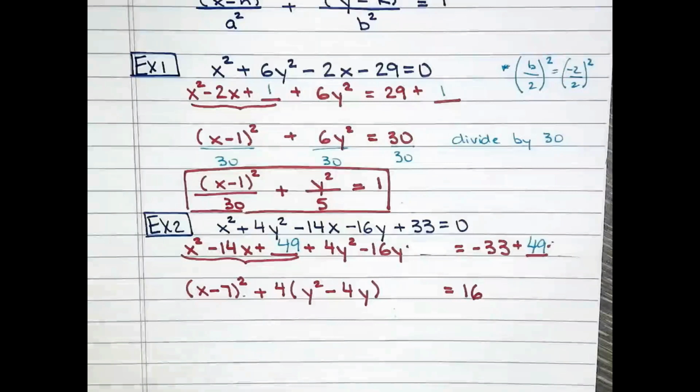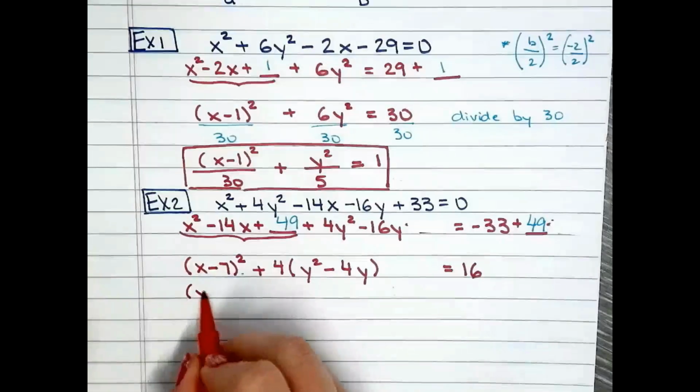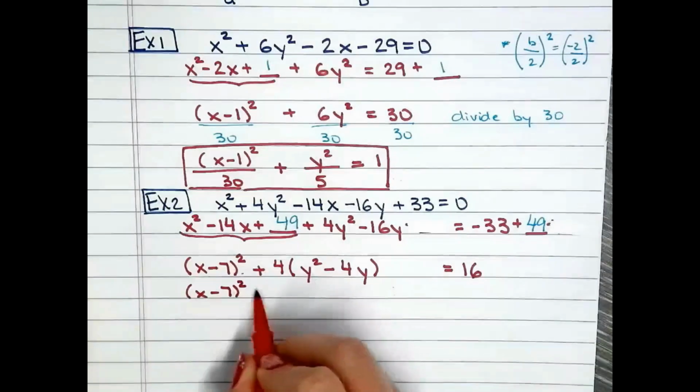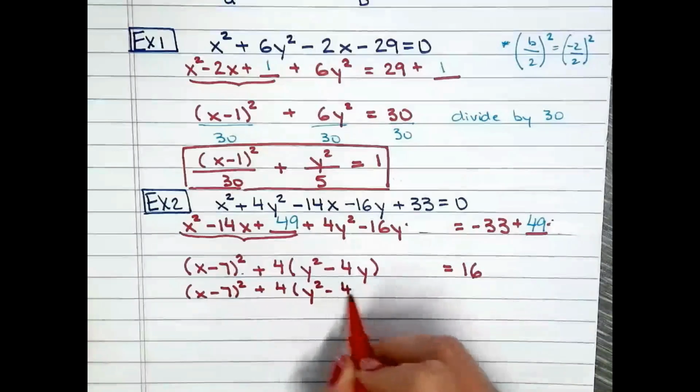Okay, we're getting somewhere here. There's nothing I can do about this one, so you leave it alone. So x minus 7 squared plus 4. Now, we have to complete the square here.